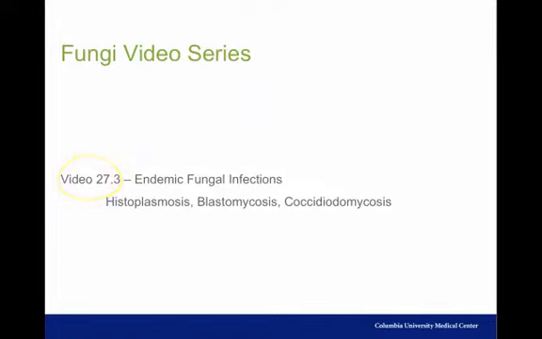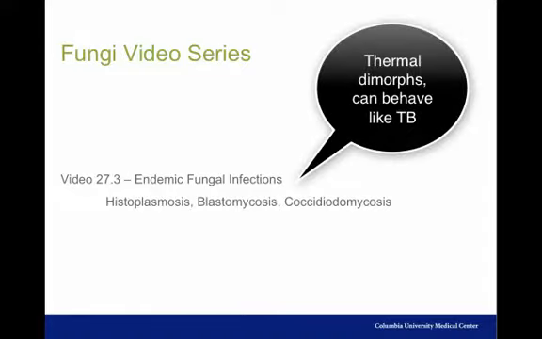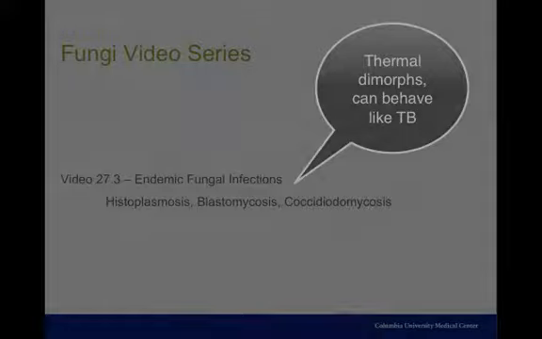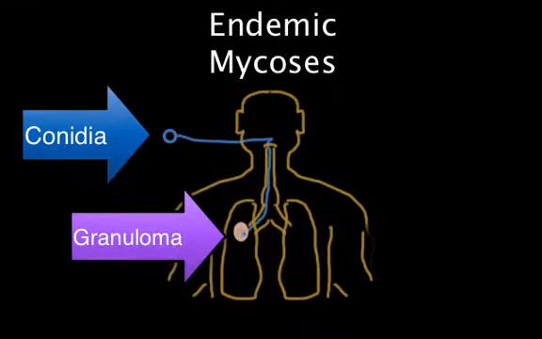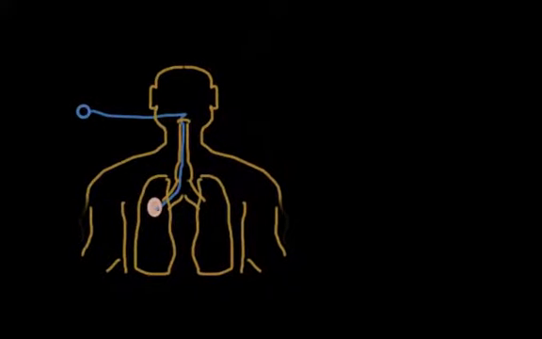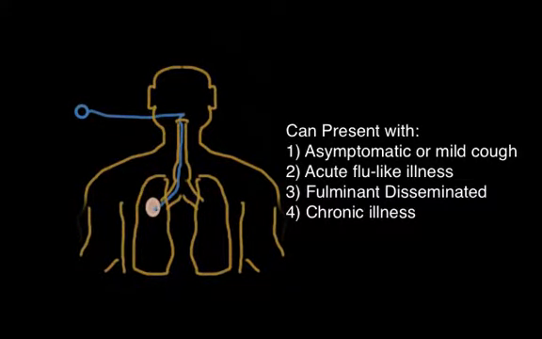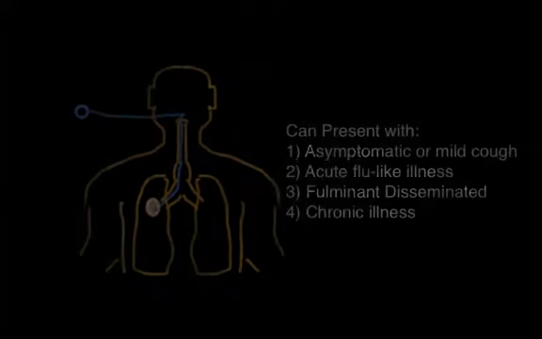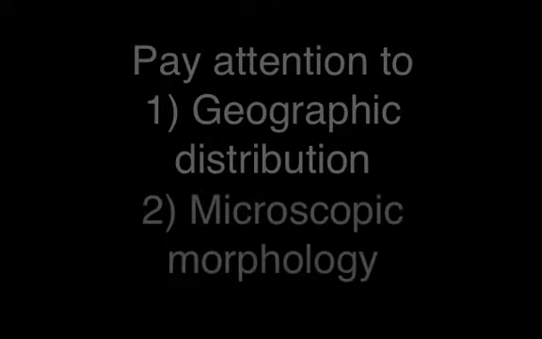If you recall, these three thermally dimorphic fungi have a similar pathogenesis and clinical presentation to tuberculosis infections. The conidia are inhaled into the lung, causing a granulomatous response that can present in many ways, varying from asymptomatic, acute, disseminated, or chronic infection pictures. Because these three infections can seem similar to one another, for each entity focus on remembering the area of distribution and the microscopic morphology of the organism.